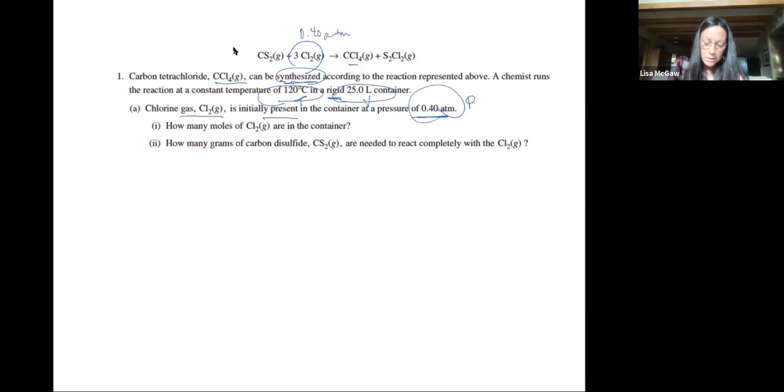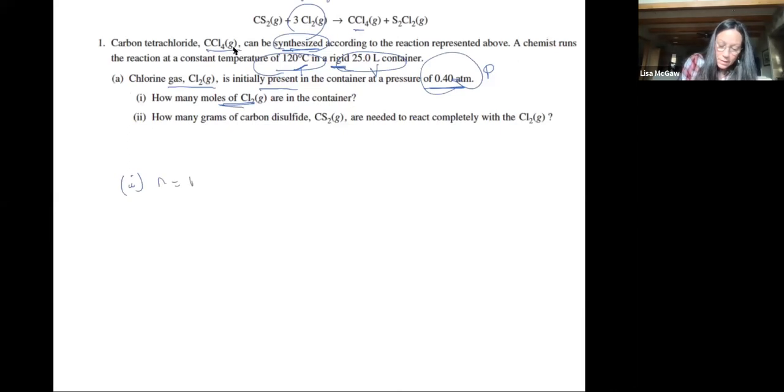The first question is how many moles of Cl2 are in the container? Is there an equation from the equation sheet that connects pressure, volume, and temperature? You're thinking in your head, yes: n equals PV divided by RT. You don't have to rearrange your equations, but I like to, because it makes it a little bit easier. So the pressure is 0.4 atmospheres. The volume is given as 25 liters.